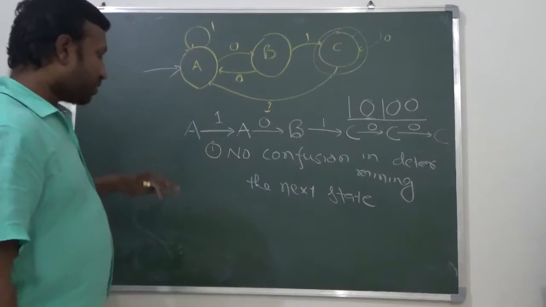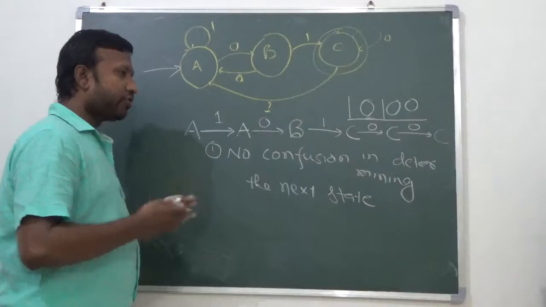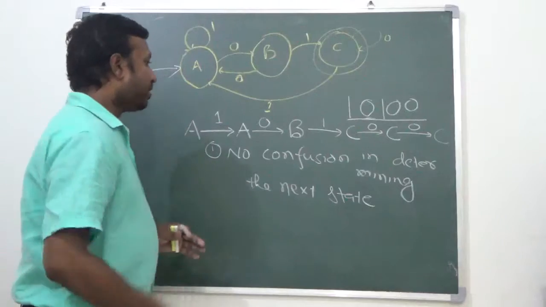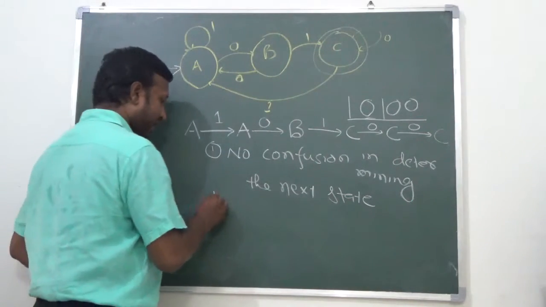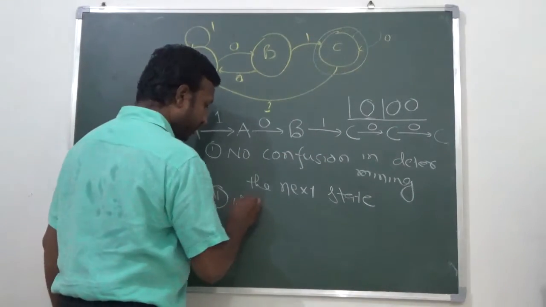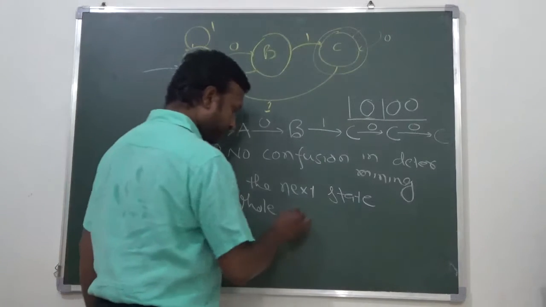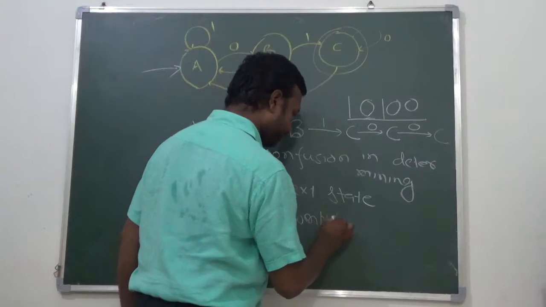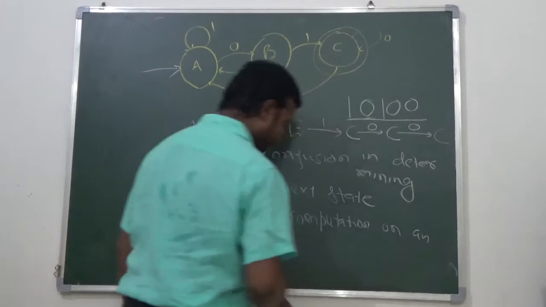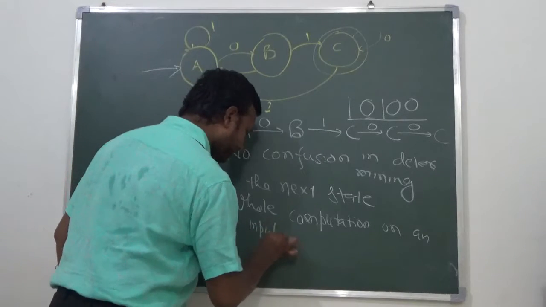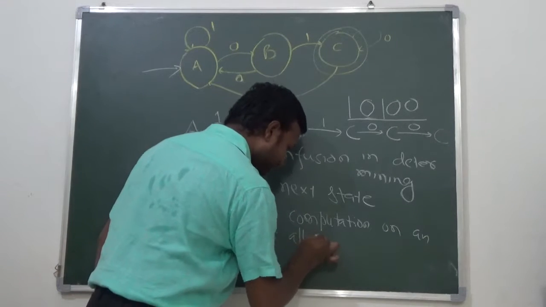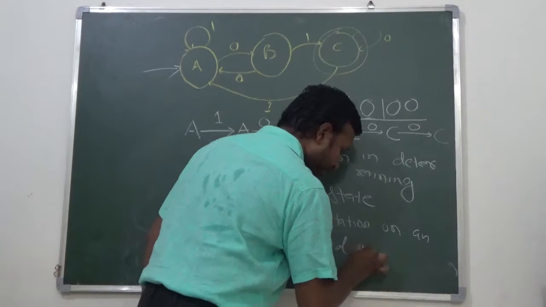Every time, not just in a single case but every time, there should be no confusion about what the next state should be if I am getting this input. That is one point. And the whole computation on an input follows or is aligned in a line.